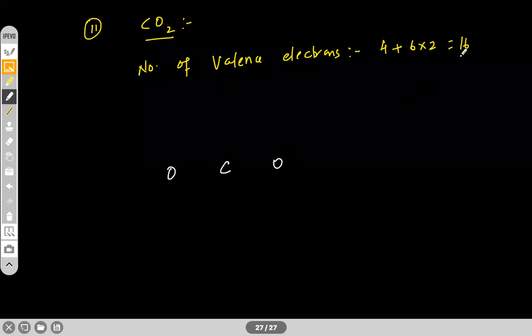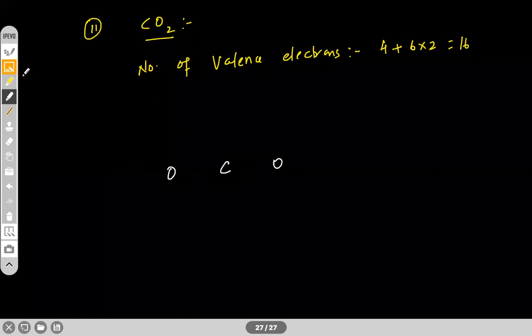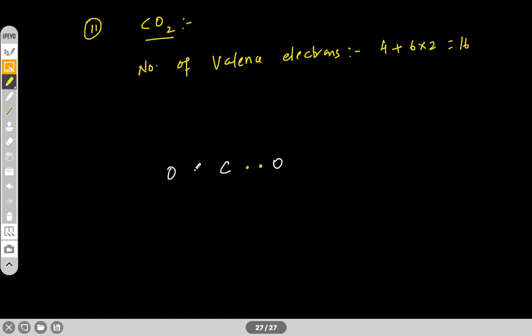Then these 16 electrons we have to distribute. So I'll place one pair of electrons here, another pair here. Now we'll distribute the electrons on the outer atom starting with the most electronegative one. Because we have oxygen only, we'll place anywhere. But suppose we have two different atoms here, oxygen and another atom, then the one which is more electronegative will get the electrons first.